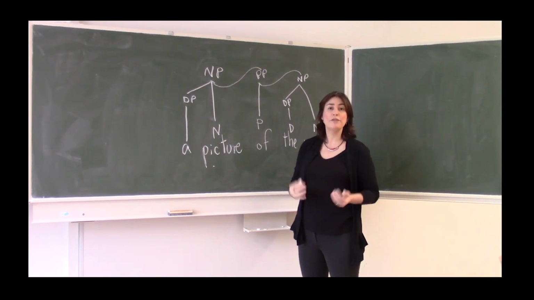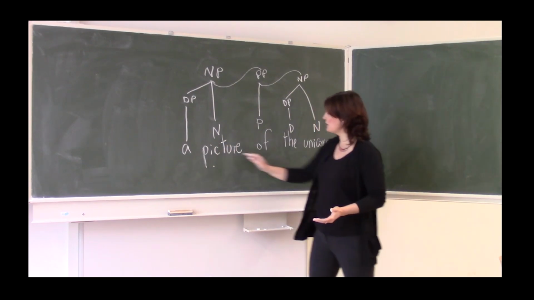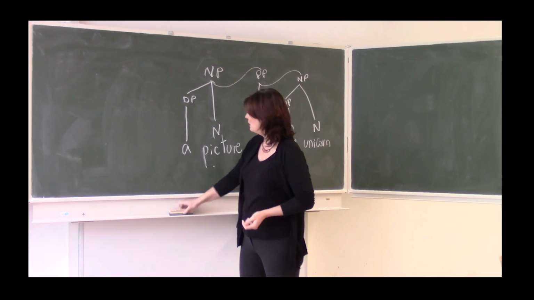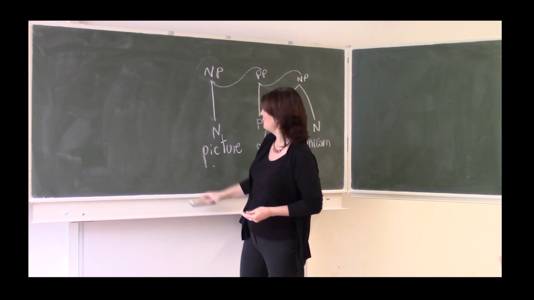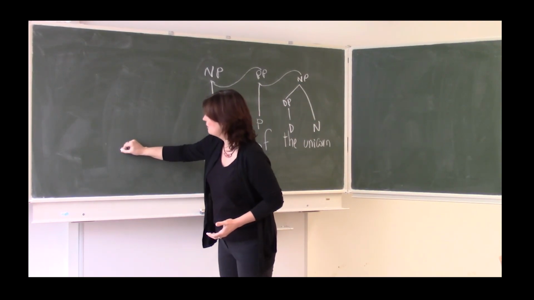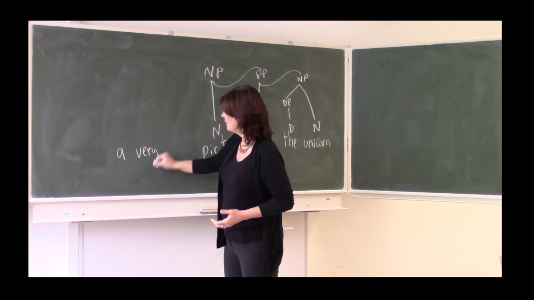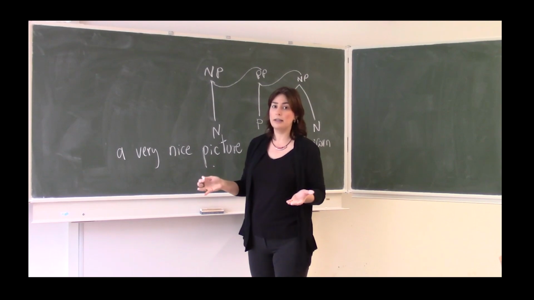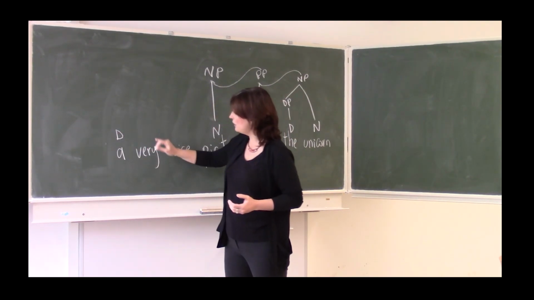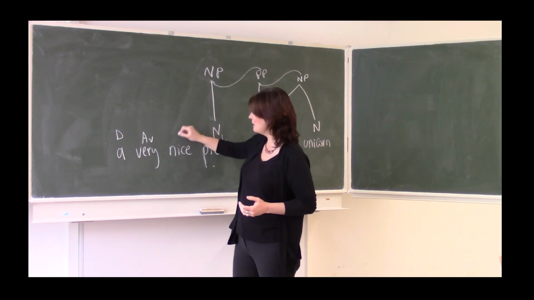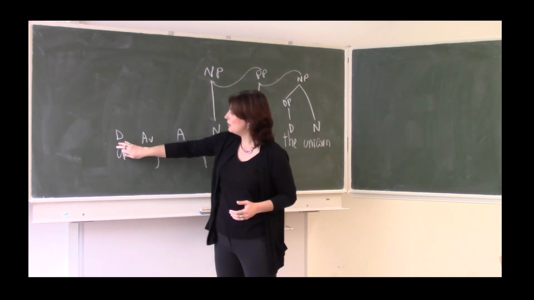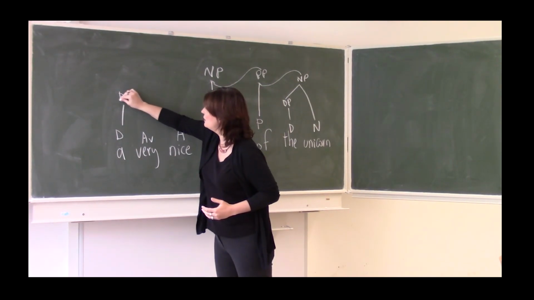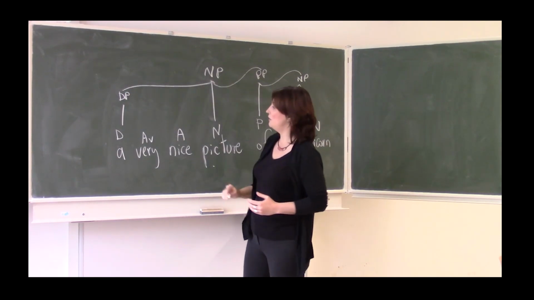Okay, now let's go for a very nice picture of the unicorn. This time I can recycle most of the tree. The only thing that I have to do is to add these extra words. So let me just make some space, getting rid of the VP. Not really getting rid of it, just moving it here. A very nice picture of the unicorn. Yeah? First, morphosyntactic categories. A is a determiner. Very is an adverb. And nice is an adjective. Now, my determiner is the same as it was before, so it's still the specifier of my noun phrase. So the determiner phrase, still specifier of the noun phrase.